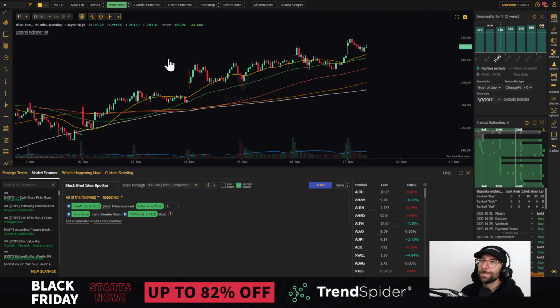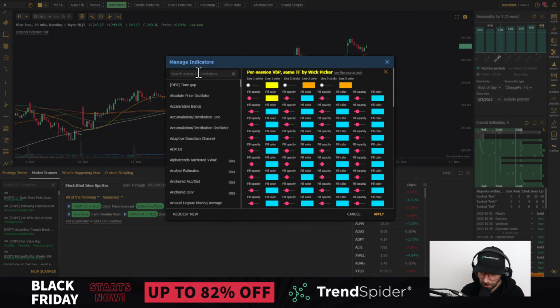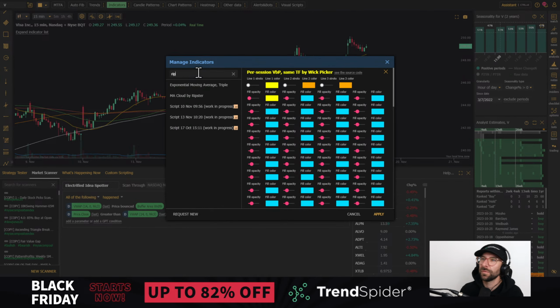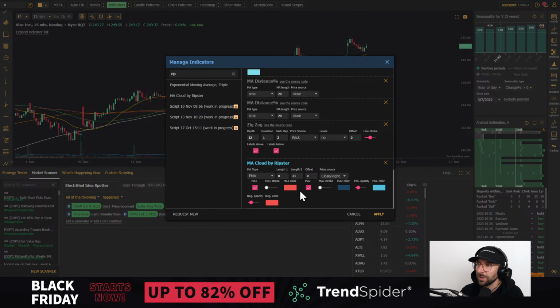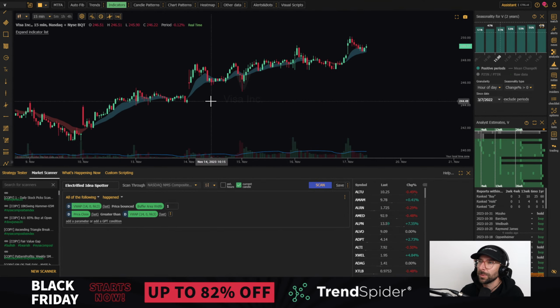There's also clouds. So if you type in Ripster, moving average cloud. This one's a pretty popular one with many traders, especially if you're just using 2 moving averages, like for example, the 8 and the 21 EMA. You can choose to visually see the moving averages. So you would want to click these boxes to turn them on. But this indicator is all about the cloud, right? So that's why these are not on by default. Let me show you what it is.